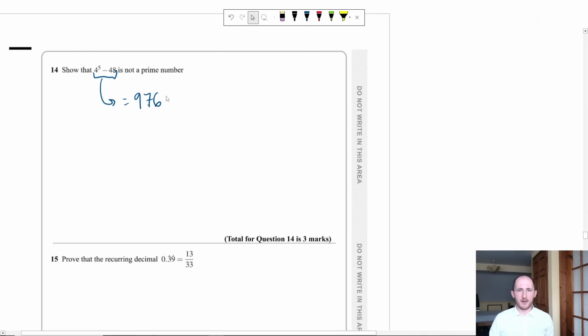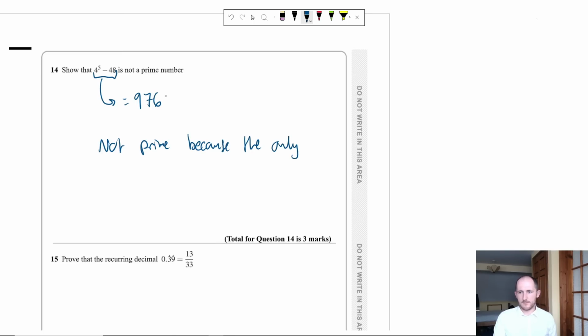This is an even number. So the only even prime number is 2. So this is not prime, because the only even prime is, actually no, it's not, is 2.